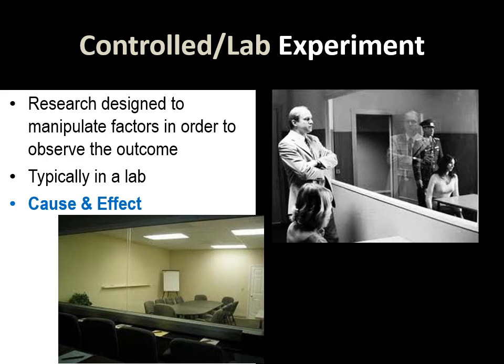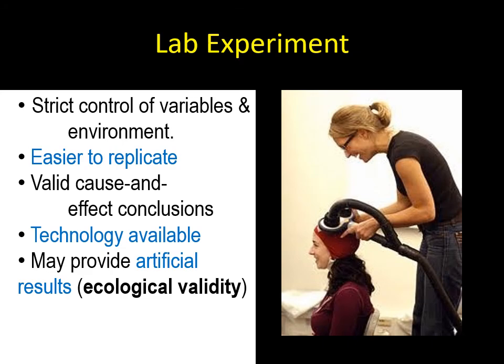They're not always in a lab. So there's a strict control of variables. You're only changing one variable at a time. There's an independent and a dependent variable. We'll spend a whole day on that. It is easy to replicate once you've got a good lab experiment. You just write down the details and anyone else can pick it up and replicate it. It is the only one that gives us valid cause and effect.